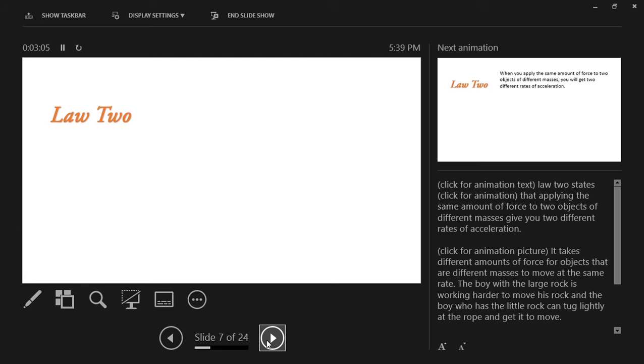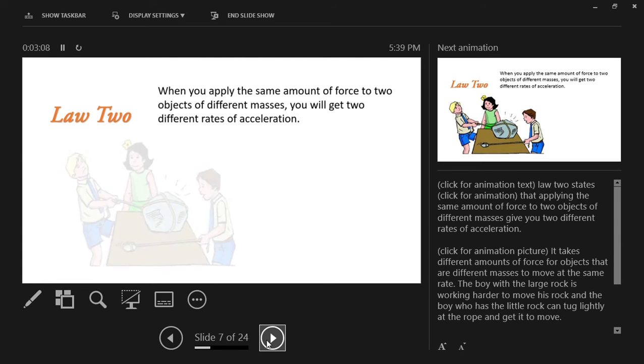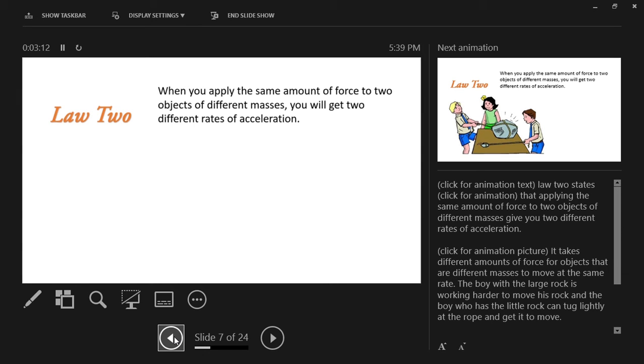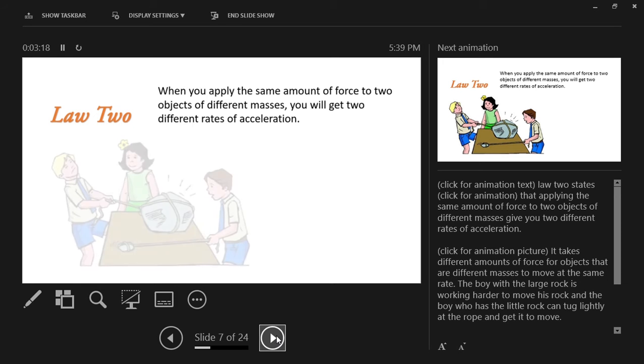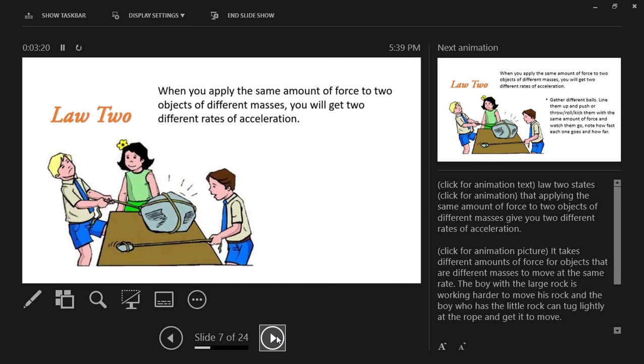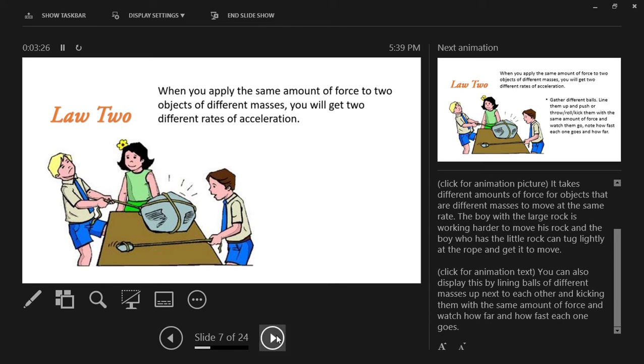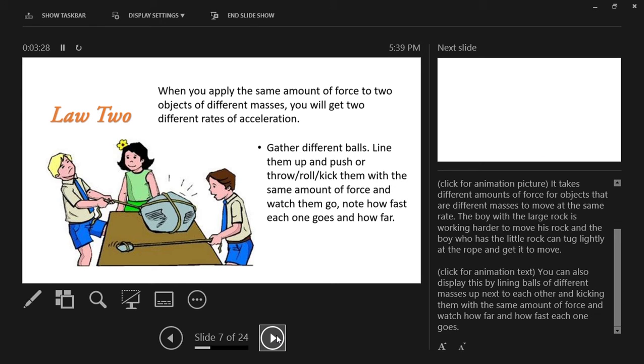Law 2 states that applying the same amount of force to two objects of different masses can give you two different rates of acceleration. It takes different amounts of force for objects that are different masses to move at the same rate. The boy with the large rock is working harder to move his rock, and the boy with the little rock can tug lightly at the rope and get it to move. You can also display this by lining balls of different masses up next to each other and kicking them with the same amount of force, and you can watch and see how far each one goes.